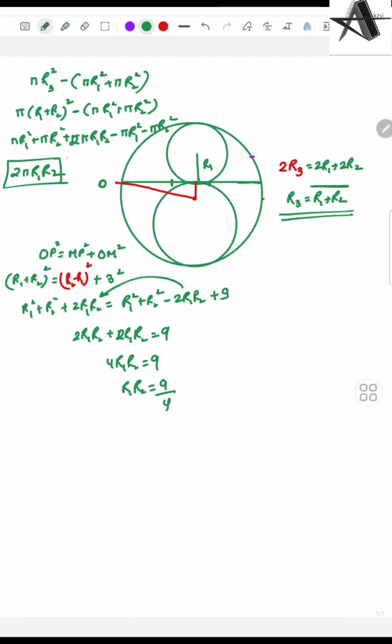We know that the shaded portion is 2 pi R1 R2. Now we have the value of R1 R2. So 2 pi R1 R2, with R1 R2 being 9 over 4, means the answer is going to be 9 pi over 2. That's your final answer. So that's it for today.